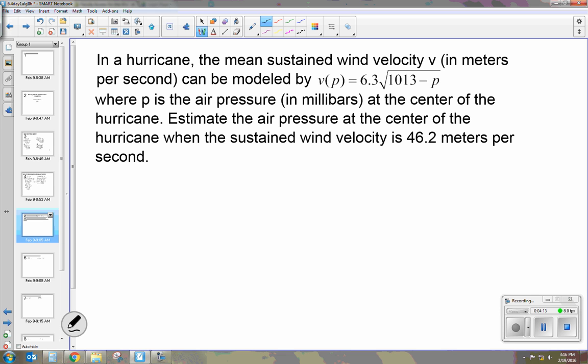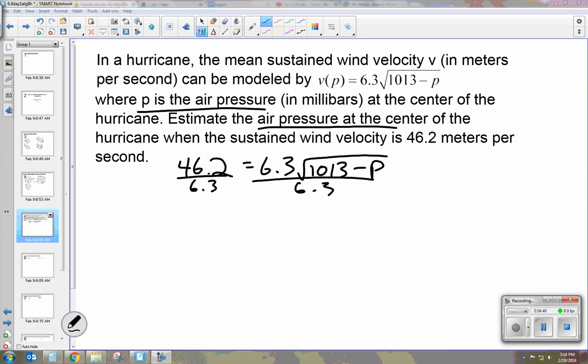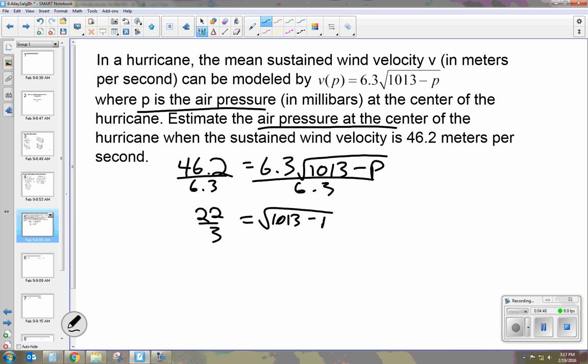This is simply a word problem. We're looking for the air pressure at the center. P is the air pressure in this equation, so we're going to substitute 46.2 in for our V of P equals 6.3 times the square root of 1013 minus P. We're going to divide by 6.3. We're left with 22/3 equals square root of 1013 minus P.